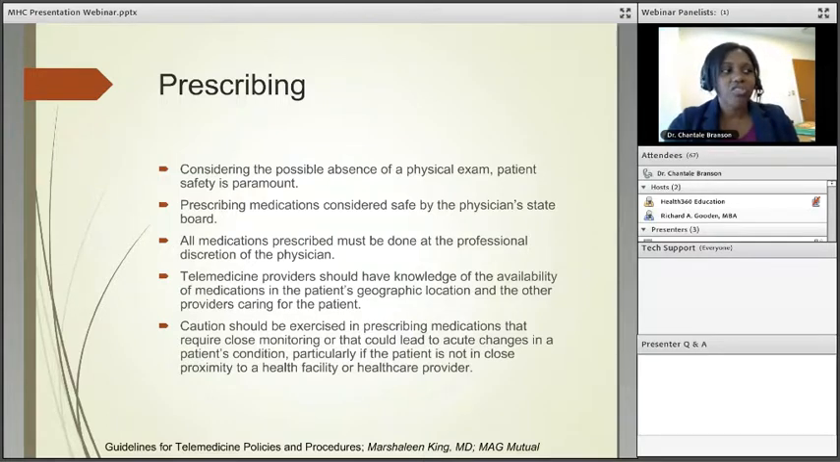Prescribing medications considered safe by the Physician State Board. Also, you have to understand what laws are appropriate for the particular state that you live in. And all medications prescribed must be done at the professional discretion of the physician, as stated before. Telemedicine providers should have knowledge of the availability of medications in the patient's geographic location and the other providers caring for the patient. Caution should be exercised in prescribing medications that require close monitoring or that could lead to acute changes in a patient's condition, particularly if the patient is not in close proximity to a health facility or healthcare provider.